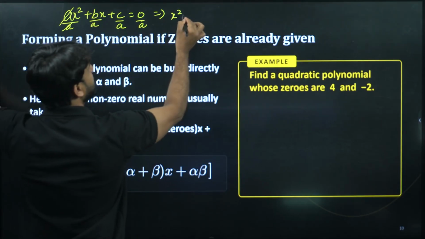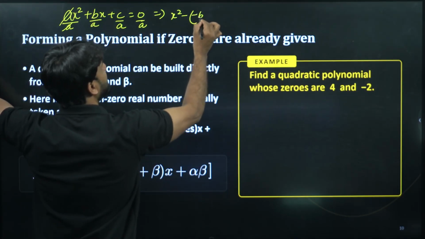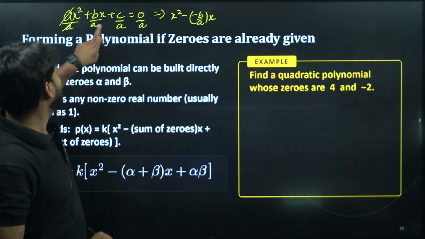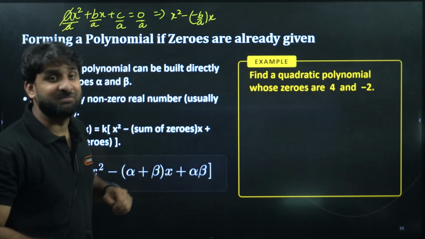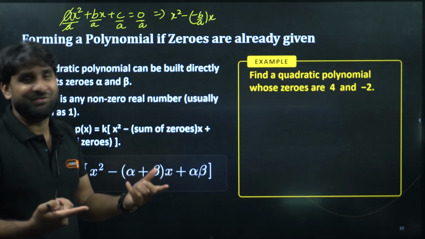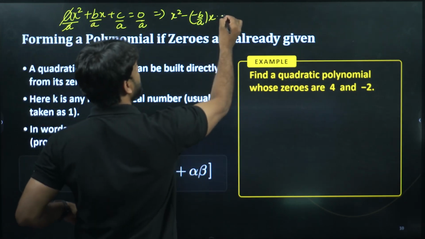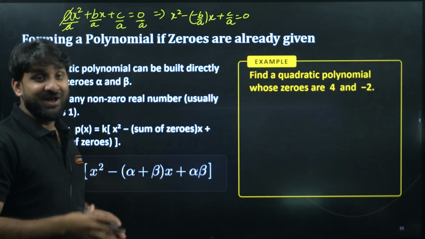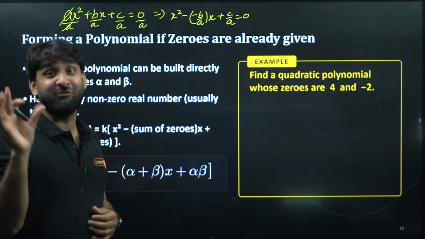And this is b by a. Can we write this as minus b by a? Agree or not? Can we write this plus sign as minus into minus? Because minus minus plus, right? And this is plus c by a, and 0 by a is equal to 0. We all know this. Can you see here a magical format?